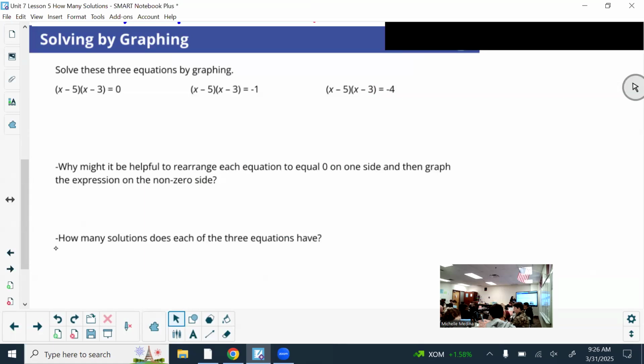these follow-up questions. So why might it be helpful to rearrange each equation to equal 0 on one side and then graph the expression on the non-zero side? And how many solutions does each of the three equations have? Again, you're solving by graph. And you have about 3 to 4 minutes because graphing doesn't usually take long.